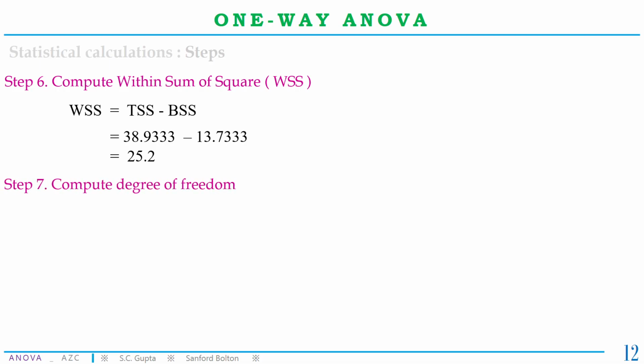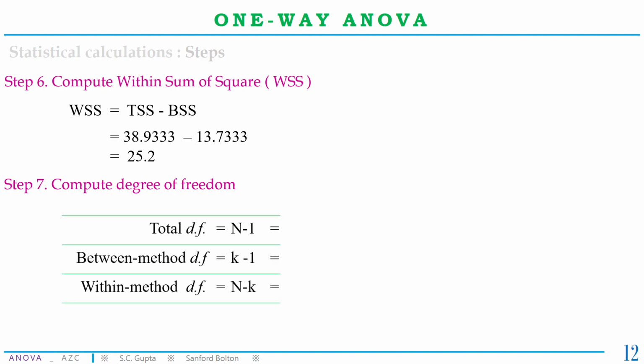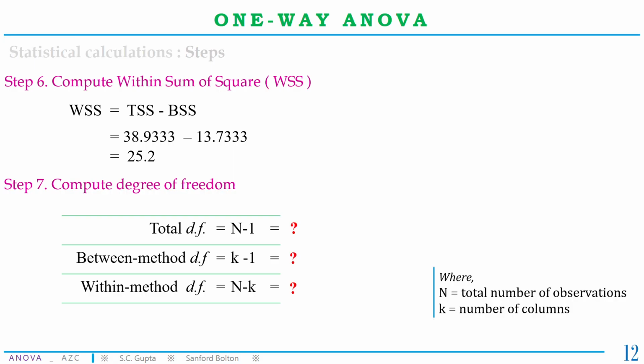Step 7. Compute degree of freedom. Here, 3 different degrees of freedom are calculated: total degree of freedom, between method degree of freedom, and within method degree of freedom, where n is total number of observations, k is number of columns. Total degree of freedom is 14. Between method degree of freedom is 2. And within method degree of freedom is 12.